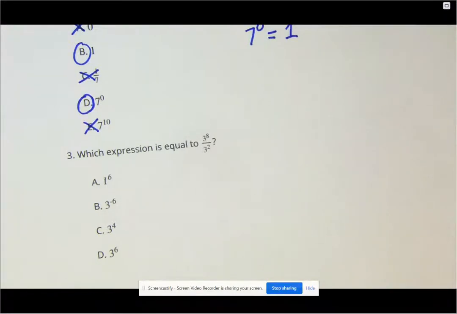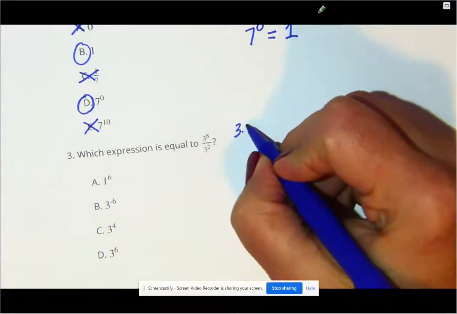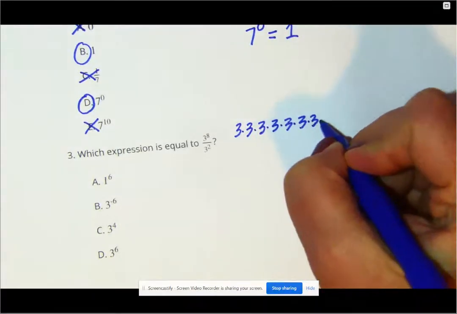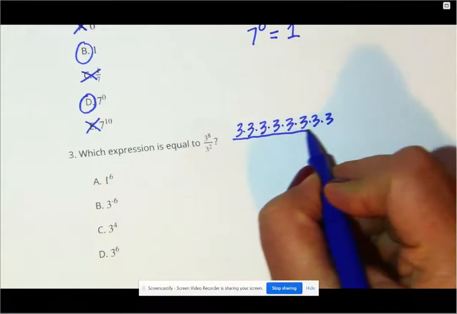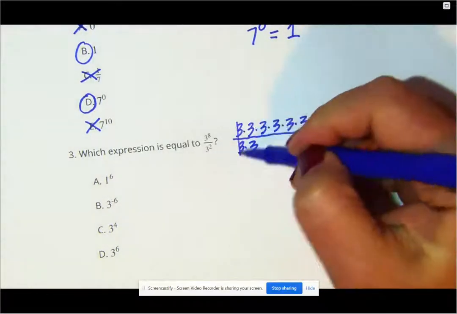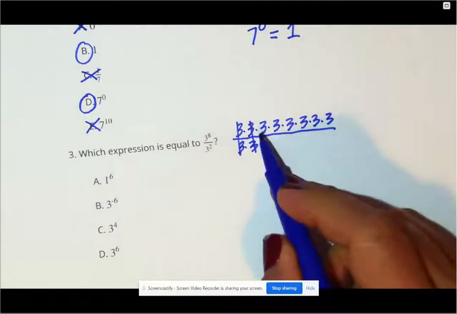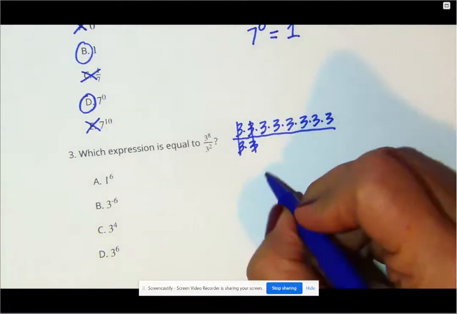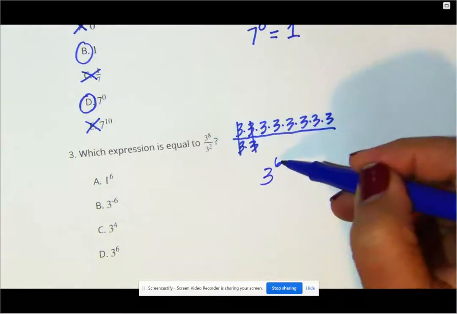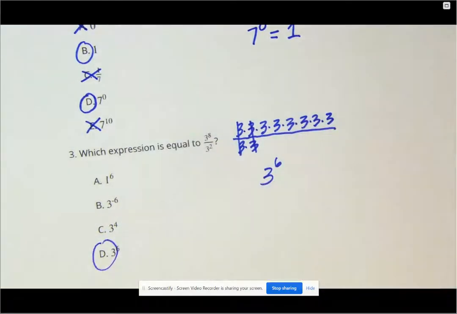Now you can use your shortcut. I will show you. You can always convince yourself. Again, you write 8 of these out, 3, 4, 5, 6, 7, 8, over 2 of them. And then those 2 would cancel, and you'd be left with 1, 2, 3, 4, 5, 6 of these. What's the shortcut? 8 take away 2 makes 6. D.